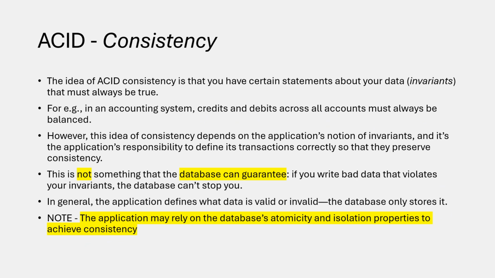Okay, so consistency, when we talk about distributed systems, will be more understandable from that perspective: consistency means that across the network, whichever instances you have, your data should be consistent. The idea of consistency depends on the application's notion of invariants. Invariants means something which has to always be true. Okay, debit then credit.